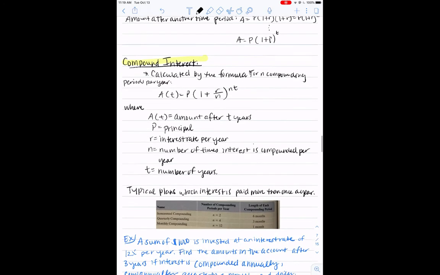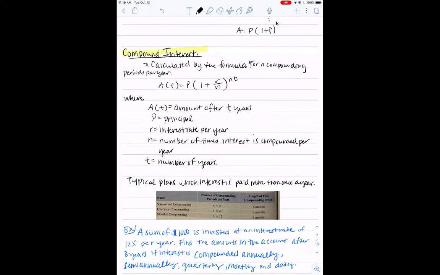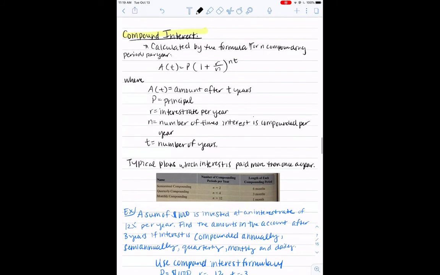Okay, so this leads us to our formula for compound interest. And this is calculated by the formula for n compounding periods per year. So I have A of t equals P times (1 plus R over n) to the nt. So our A of t is the amount after t years. P is our principal, or what we start with. R is our interest rate per year. And then n is the number of times interest is compounded per year. And t is the number of years.